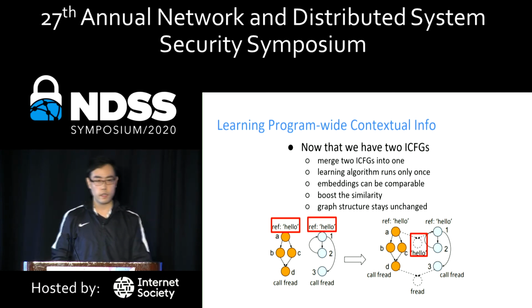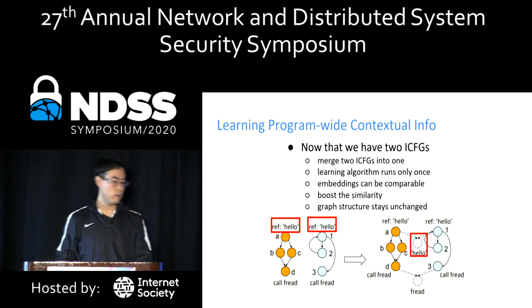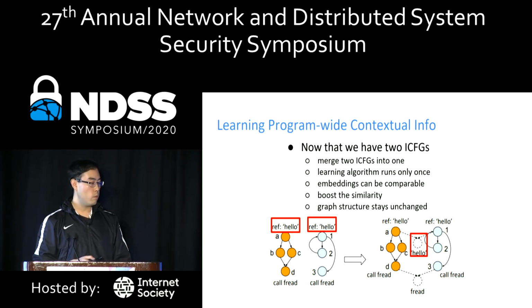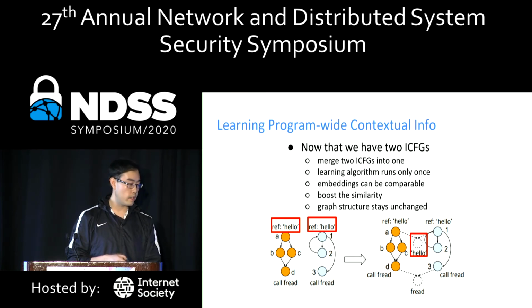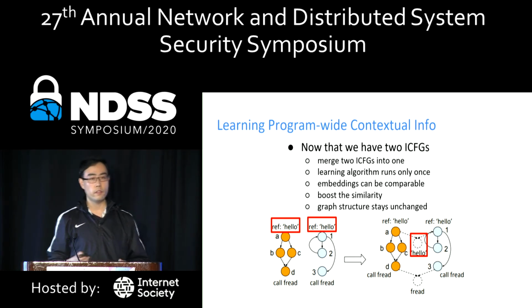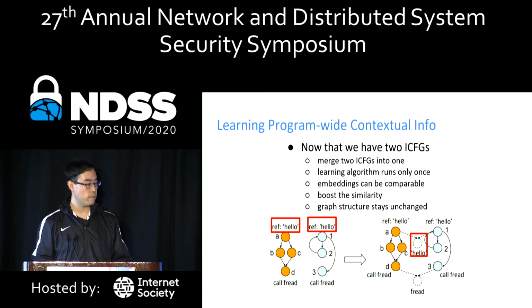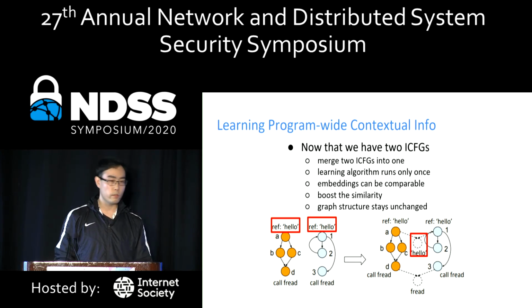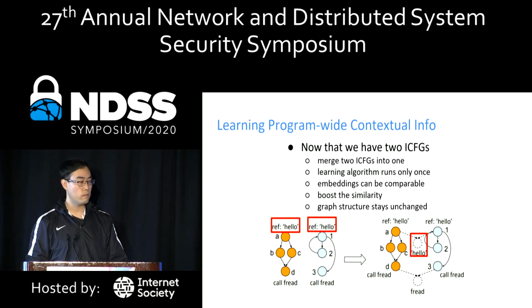We create a virtual terminal node that represents the string hello. And then we link the two references to it. In this case, we boost the similarity between A and 1 because now they have the same neighbor node. And then the graph structure stayed unchanged because we only merged the graph on terminal nodes. So everything above will not be changed.